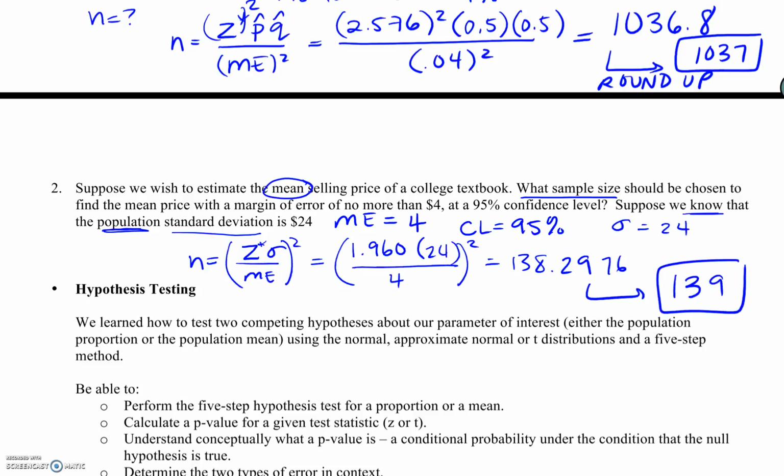We would need to sample 139 textbooks in order to get this margin of error of no more than $4. So that's it. That's sample sizes. Okay, so next video will be hypothesis testing, which I'll probably have to split in 2.